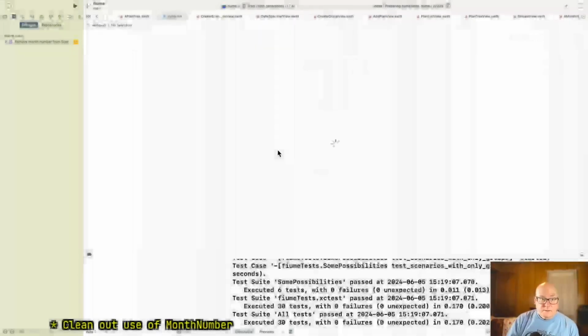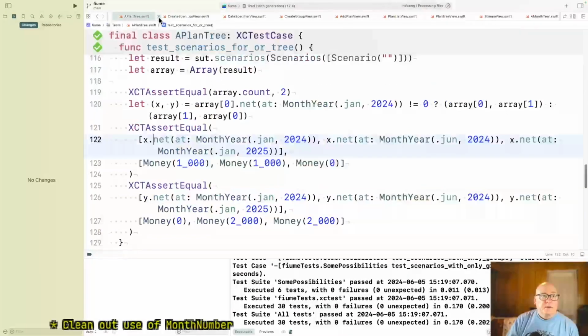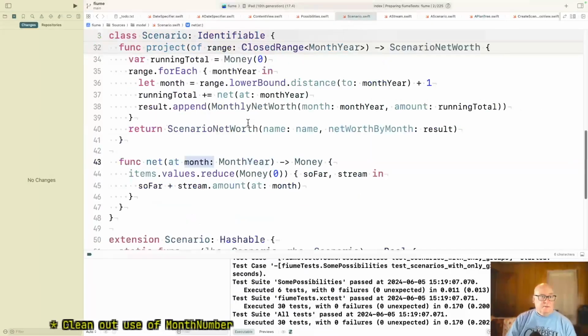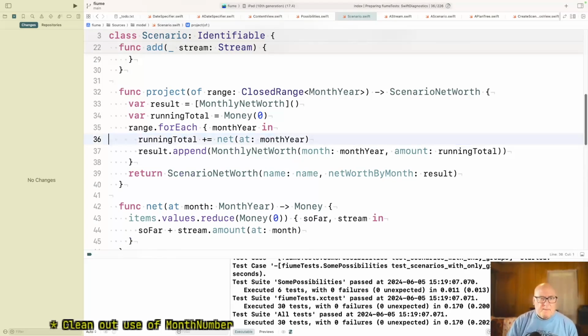All right, now this one does not need the month argument anymore in scenario, but its caller doesn't pass it anyway, so it should be a little more limited in scope. Okay, so month is not getting used because net no longer takes it. So I'm surprised it's not complaining. Okay.